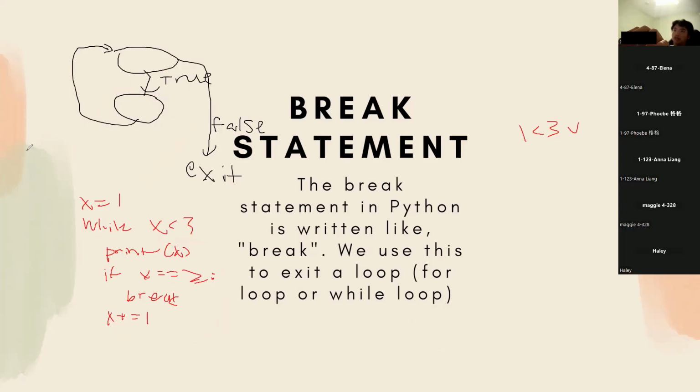So we're going to go line by line again. We check: one is less than three, it is, so we go in here because it's true. Now we print x, so we print one, and we check this condition. Is one equal to two?